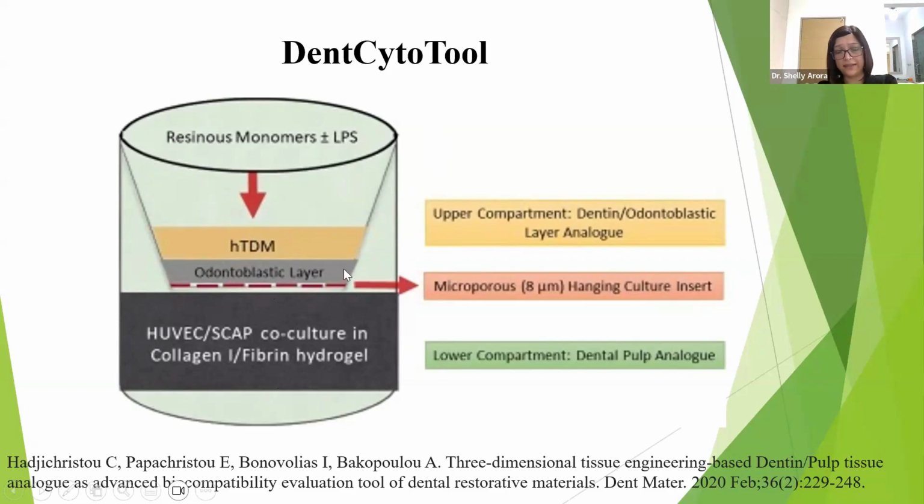They have grown odontoblast-like cells, and then they are placed onto this microporous membrane here. Further, they put the treated dentine matrix here, so this simulates the dentine. In the lower compartment, they have used a co-culture of endothelial cells and the SCAPs. SCAPs are the stem cells from apical papilla in a hydrogel. Hydrogel is the scaffold, so this resembles the dental pulp analog.